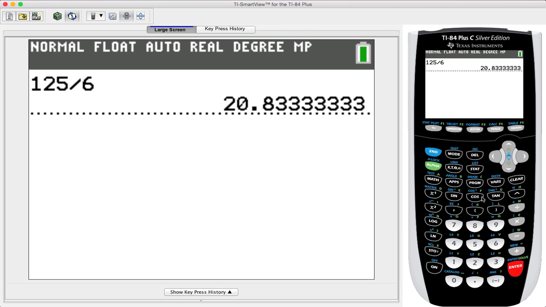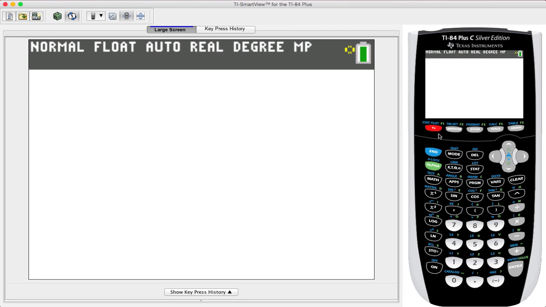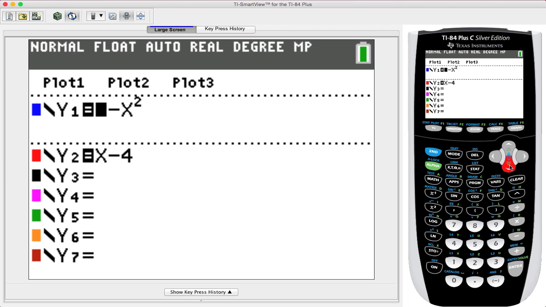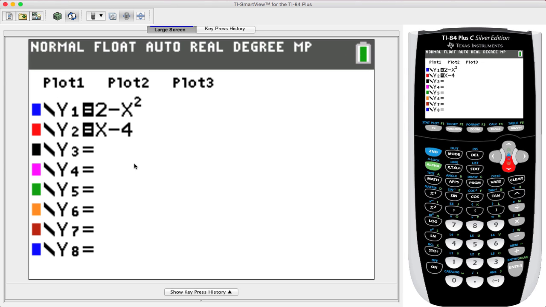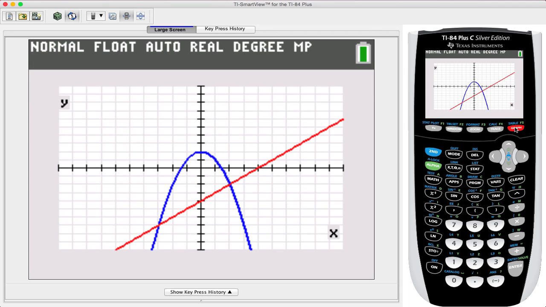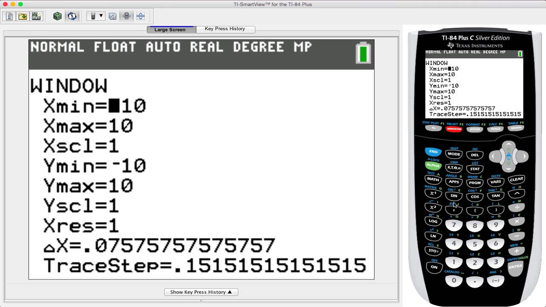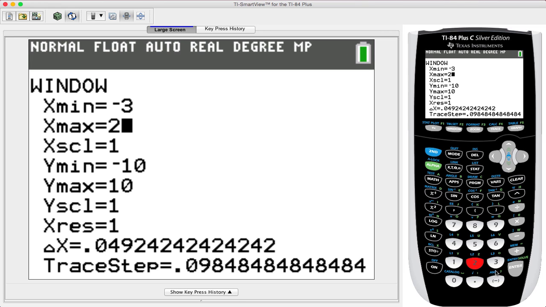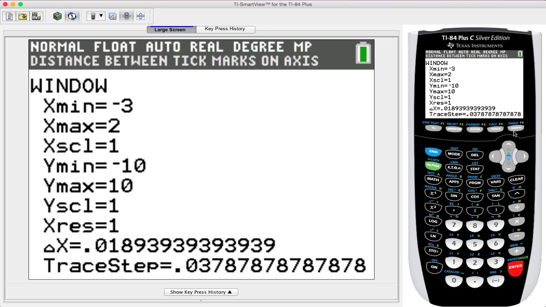And then back to the calculator, let's go to y equals. Here you see that I have both the parabola and the straight line already here in the graphing section. So let's go ahead and graph it and see what it looks like. Here we have both of them. We set our boundaries from negative 3 to positive 2 on our x-axis, so negative 3 is the minimum, and then positive 2 is the maximum. Let's take a look at that.